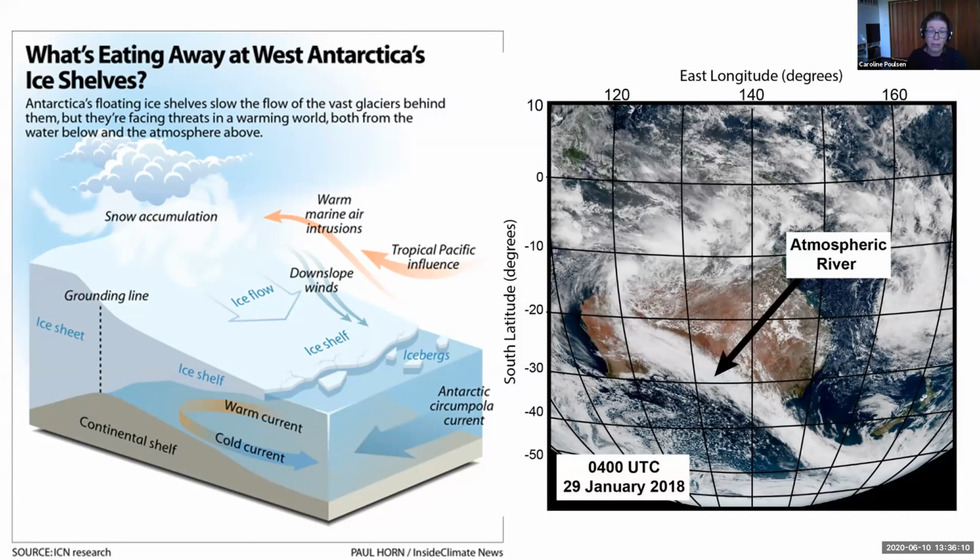So these events are not that common. There are about 12 events per year in West Antarctica, for example, but they're associated with about 40% of the total summer meltwater over the Ross Ice Shelf, and this can be up to 100% of the precipitation at higher elevations.